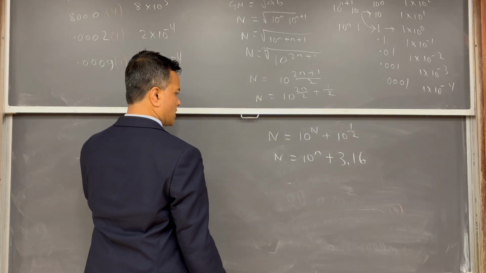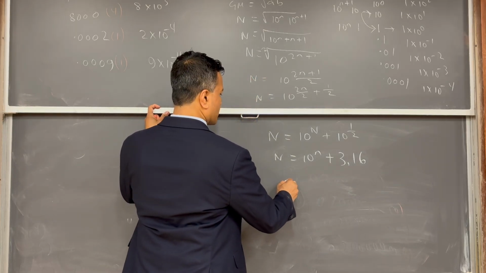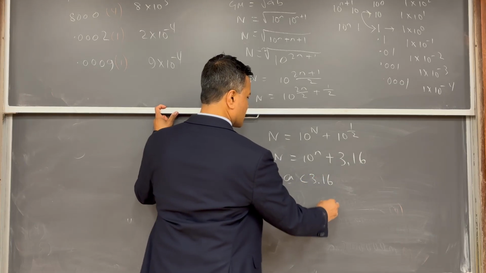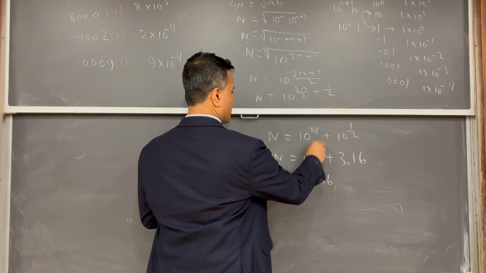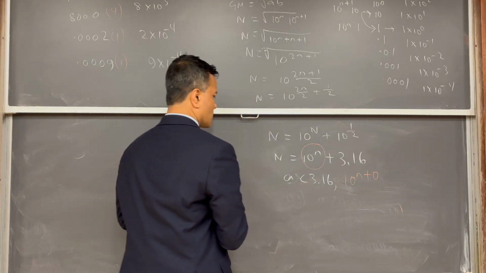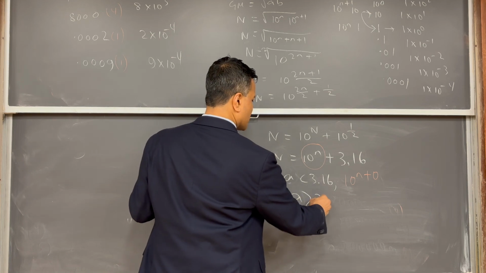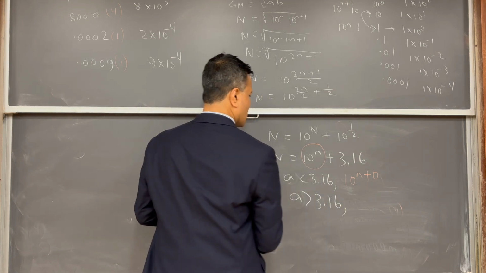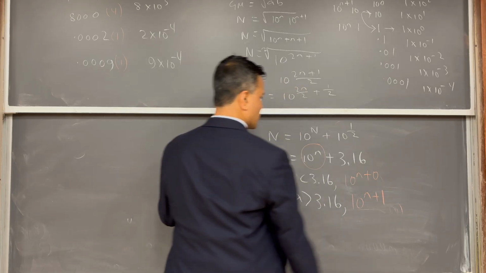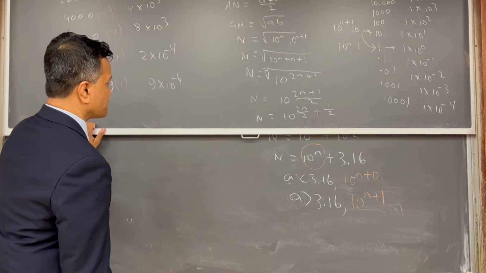So now here's the deal. If a is less than 3.16, then you leave this alone: 10 raised to n plus 0. If a is greater than 3.16, then you write 10 raised to n plus 1. Okay, let's do that.